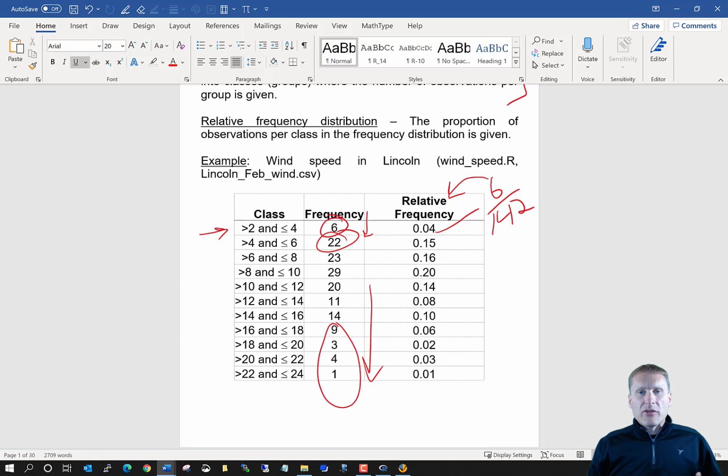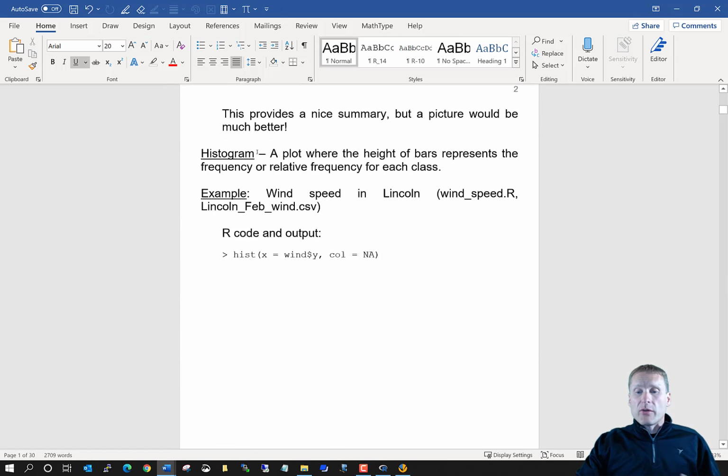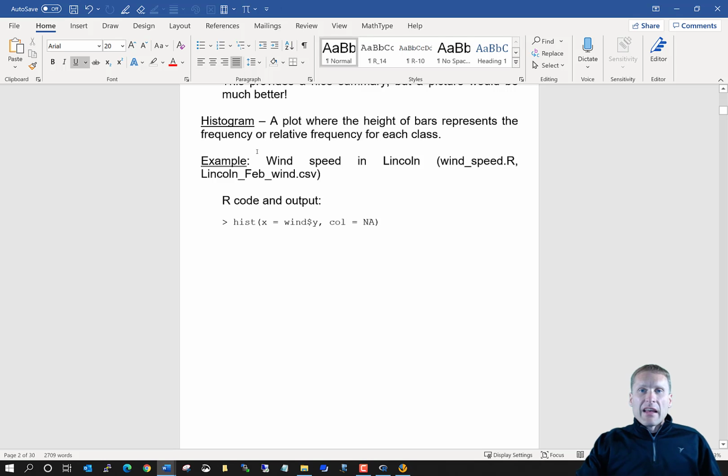Now, a better way to actually see that is through a plot of this frequency distribution, and that's essentially what a histogram does. It's sort of like a bar chart where the height of the bars represents these frequencies. So let's take a look at how to do this in R.